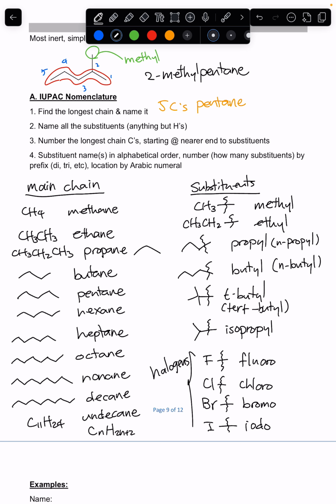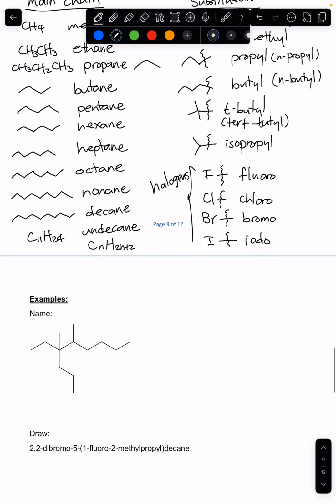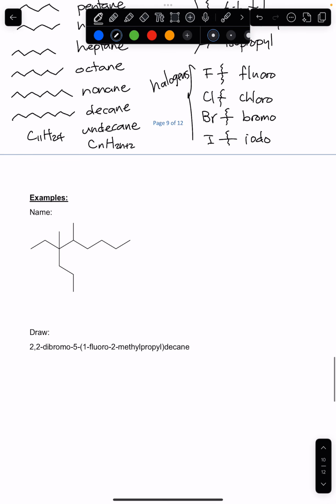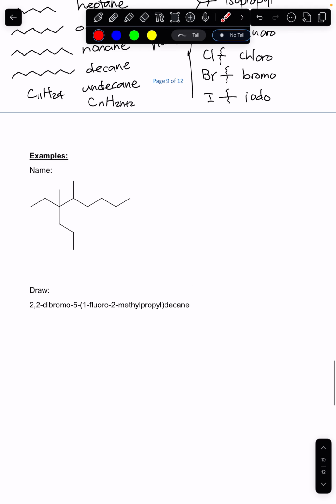Okay, so those are the halogen substituents I want you to be already aware of. So with that, how do you either name or draw some more complex alkanes or haloalkanes? Let's practice that, and we'll do way more practice during class time. But let's think about this particular example to put all these IUPAC nomenclature rules into practice.